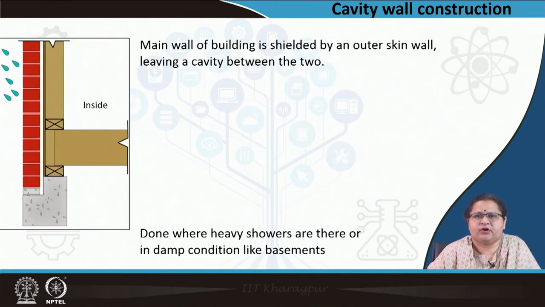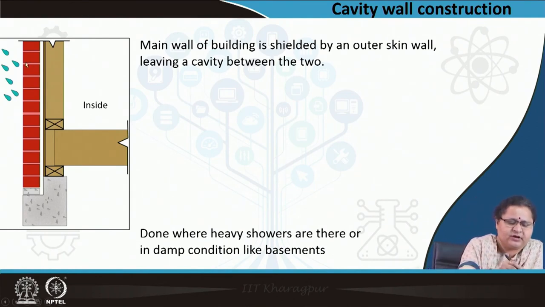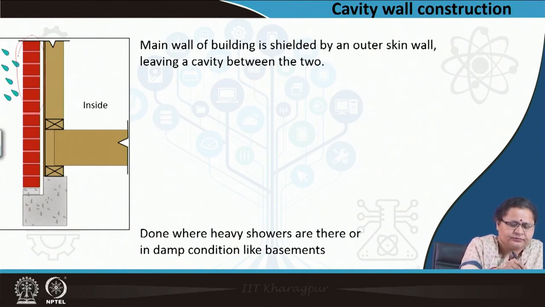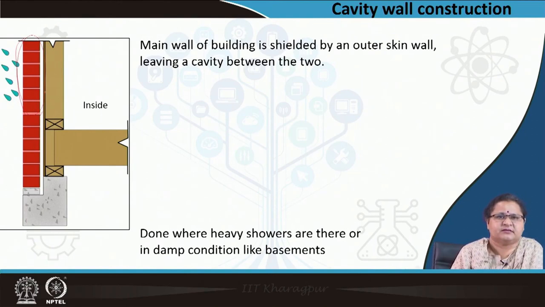Now we come to cavity wall construction. Now what is a cavity wall? You have a main structure and then see the red wall here. This red wall is an additional wall that has been planned and made just in front of the inside wall or the main wall, where the outer skin experiences a lot of weather action, and it may be rain, it may be moist condition, and a lot of water can even seep in, but will get trapped into this cavity in the form of moisture or in the form of water.